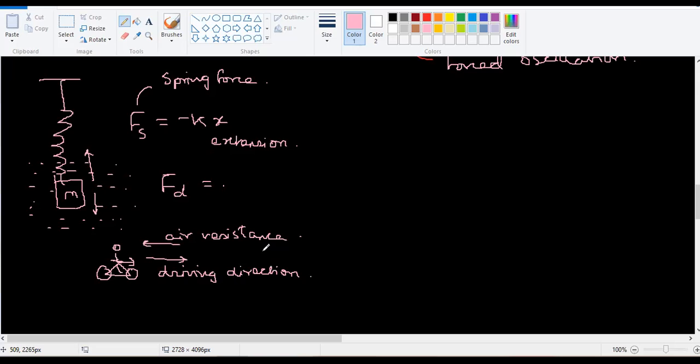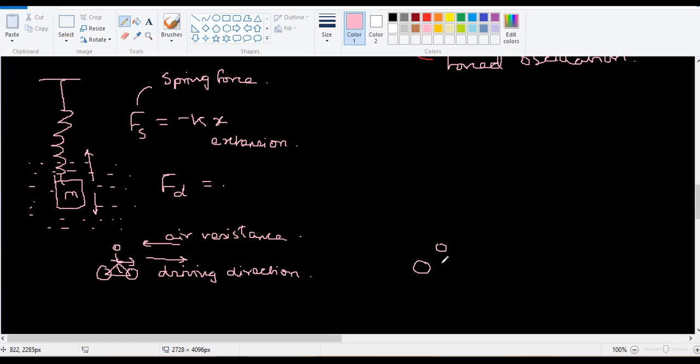Remember, I'm not talking about the wind velocity. Sometimes there'll be some wind, but I'm not talking about the wind. Imagine that the entire air is stationary. In spite of that, even though the air is stationary, when I am driving very fast, I will feel a lot of air resistance.